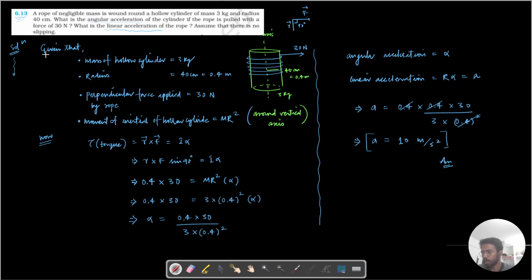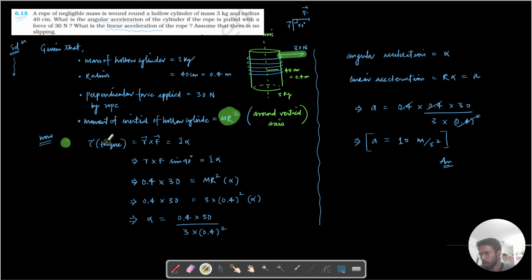First of all, you have to write the given, which we always write: mass of the hollow cylinder is 3 kg, radius is 40 centimeter, that is 0.4 meter, perpendicular force applied is 30 newton by the rope. By this rope the force is applied, and moment of inertia of hollow cylinder is mr square along this vertical axis. So this is what you have to learn, and the first step is torque.